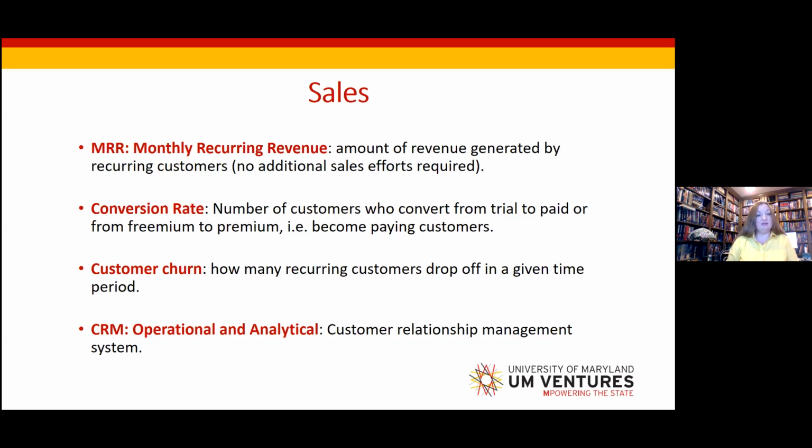CRM stands for customer relationship management. It could be operational and analytical. Operational means it's a system where you are recording actual customer interactions, and you have tools to facilitate that. And analytical, basically, it analyzes the results of customer interactions with your business. And there are a lot of tools to do that.